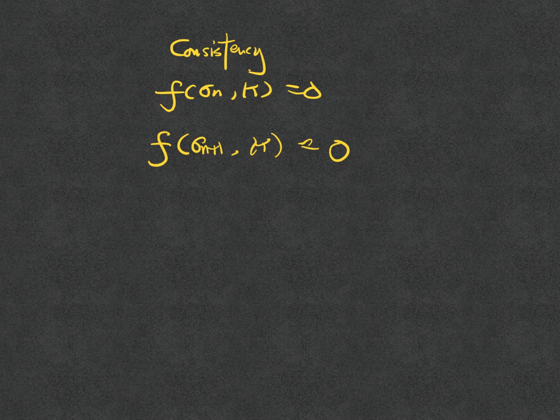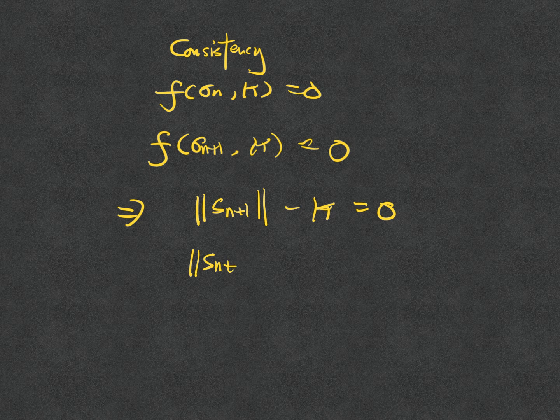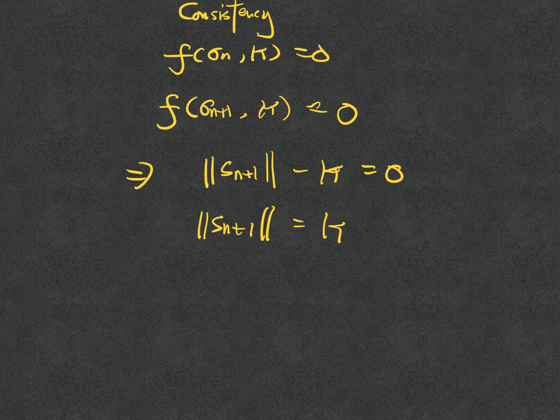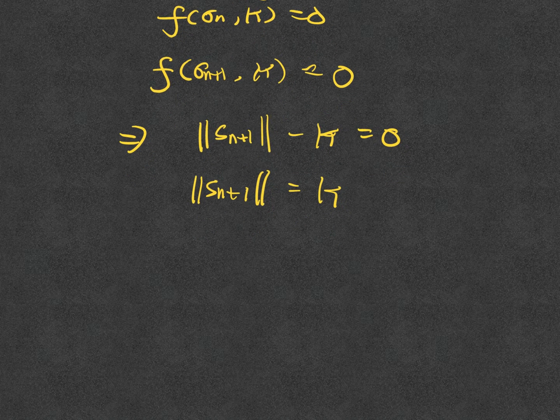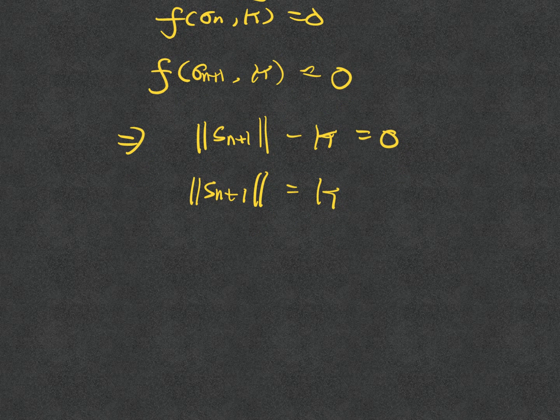Now what we actually require is that, if I write out the expressions, s n plus 1 minus kappa needs to remain 0, right? Does that make sense? Okay, I'm still on the yield surface. And then what I would have is that the norm of S n plus 1 is equal to kappa.